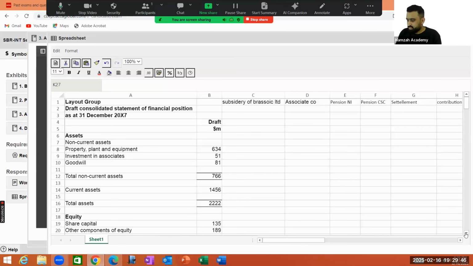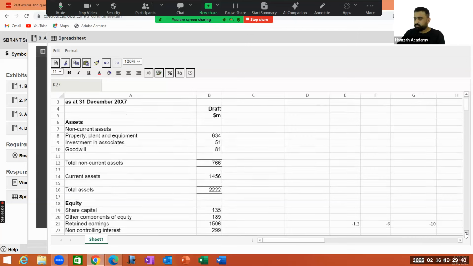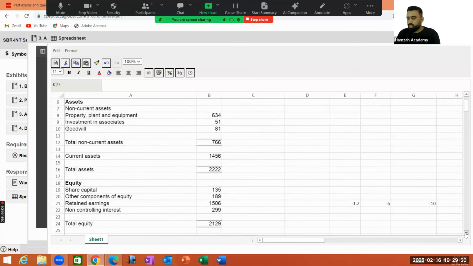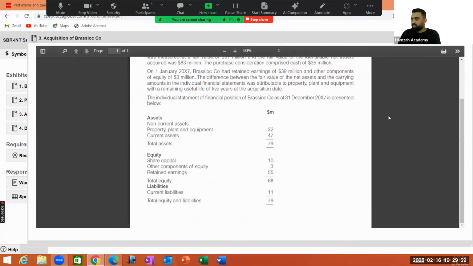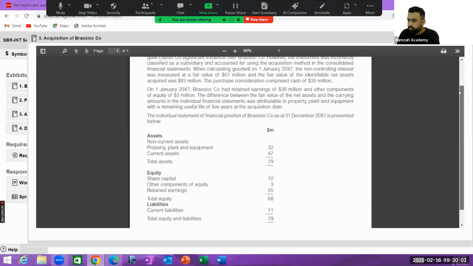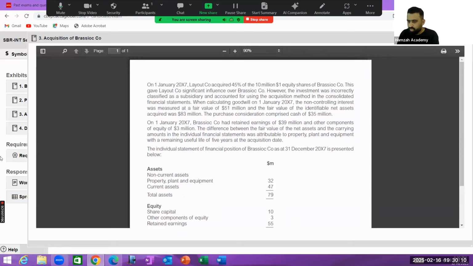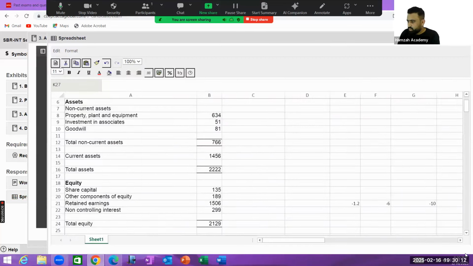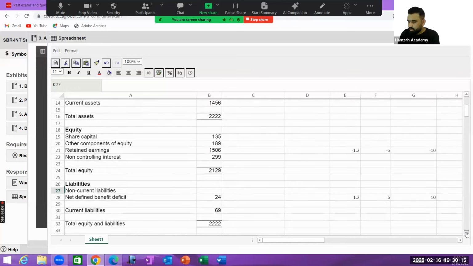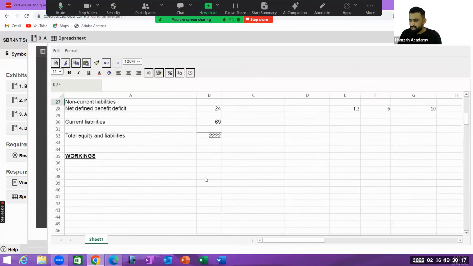Now we have to adjust the balance sheet with the impact of the subsidiary which we have consolidated. And here we have the information. First of all, let's eliminate the goodwill. And for goodwill, you need to do a little bit of calculation working.